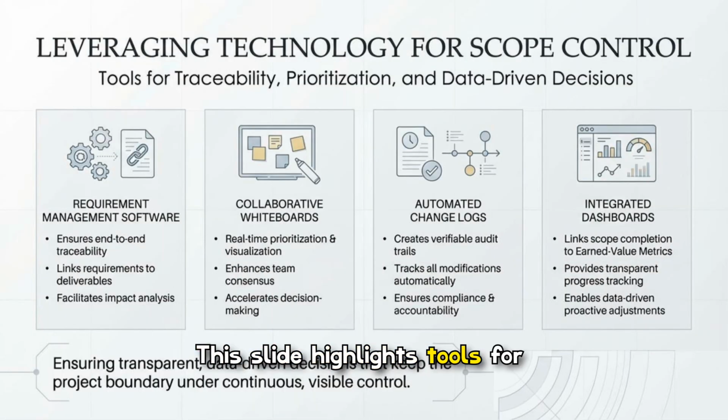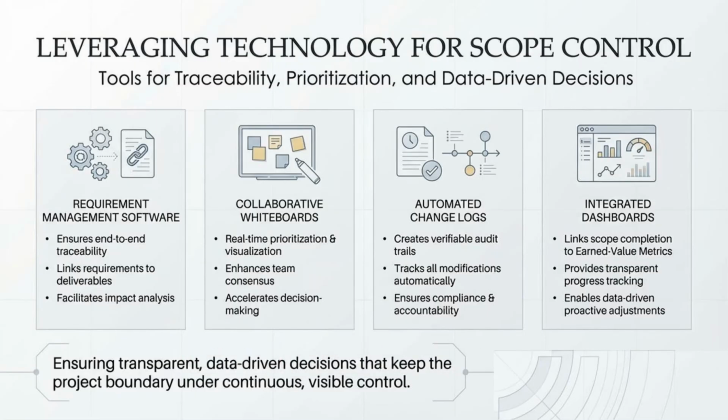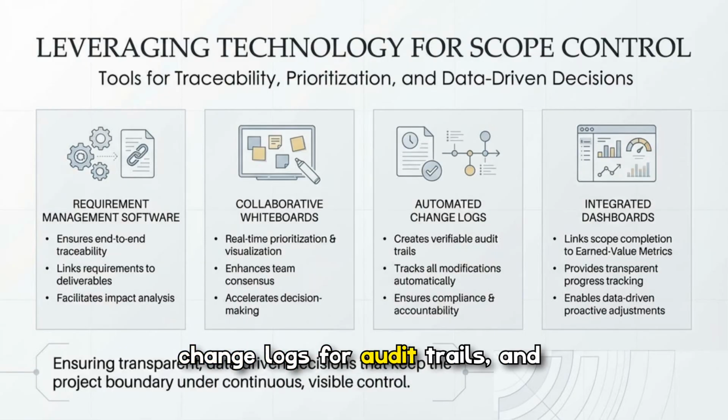This slide highlights tools for leveraging technology in scope control, including requirements management software for traceability, collaborative whiteboards for prioritization and consensus, automated change logs for audit trails, and integrated dashboards for progress tracking. Together, these tools enable transparent, data-driven decisions that keep the project boundary under continuous, visible control and improve governance.